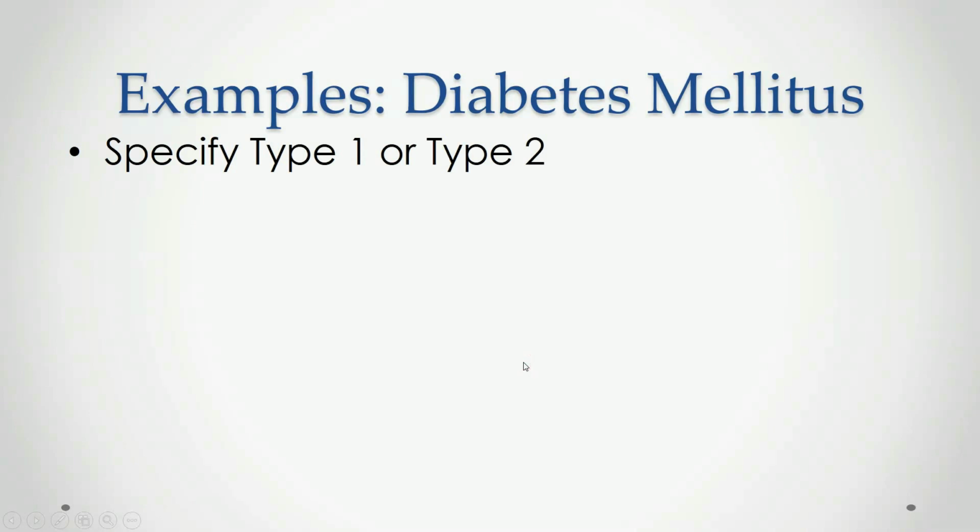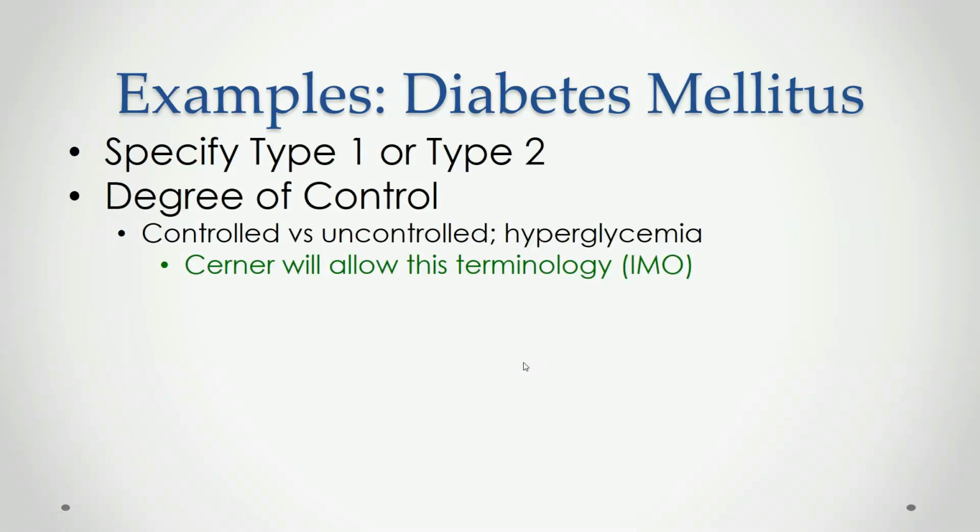For example, diabetes. You want to mention type 1 versus type 2. You want to mention the degree of control, controlled versus uncontrolled, hyperglycemia. Now, in the actual ICD-10 manual, there is no terminology for controlled versus uncontrolled, but Cerner will allow this terminology secondary to the IMO search. And once again, the reason for this is that we as providers all think a little bit differently, so we have to try to find different ways of saying the same thing. So for example, there are going to be many ways to say one thing, but still only one code.